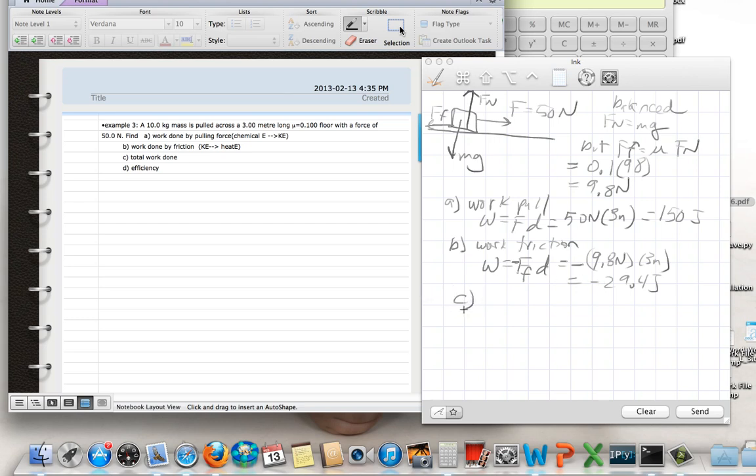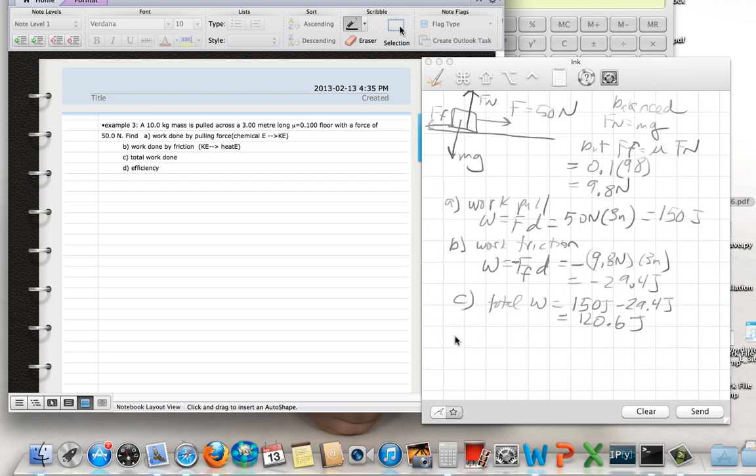So when we find the total work done, well, the system gained 150 joules of mechanical energy because you were pulling on it, and then it lost 29.4 joules due to friction. So we have 120.6 joules of net mechanical energy.